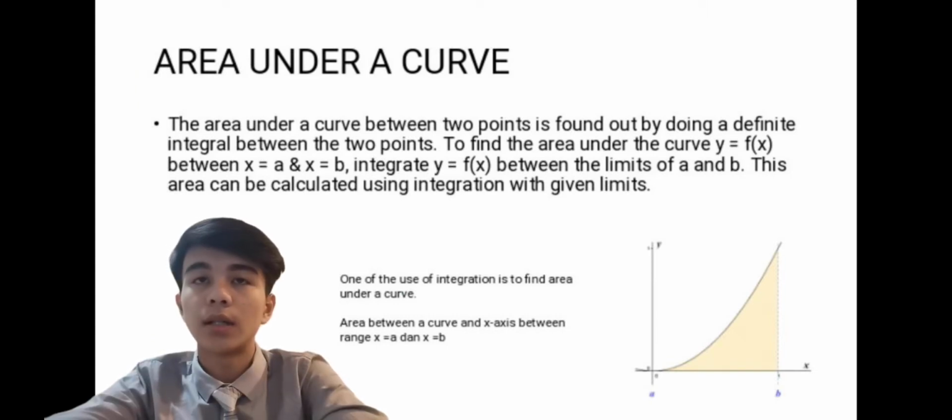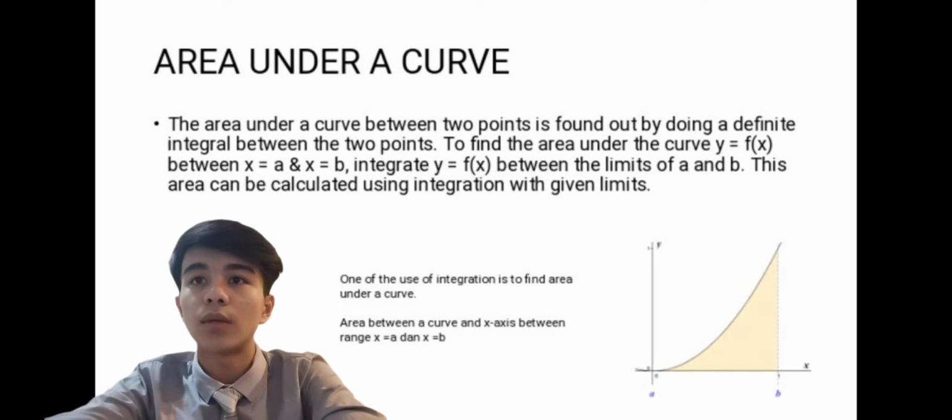Area under a curve. The area under a curve between two points is found out by doing a definite integral between the two points. To find the area under the curve y equals f(x) between x equals a and x equals b, integrate y equals f(x) between the limits of a and b. This area can be calculated using integration with given limits.